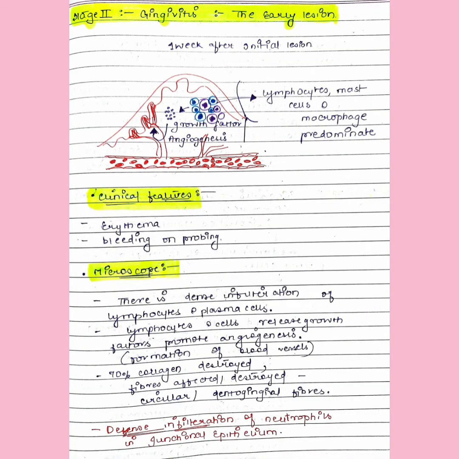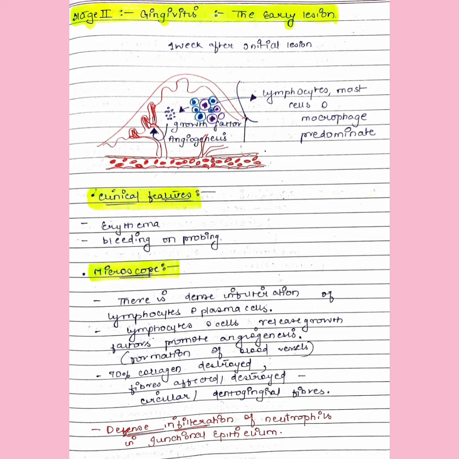This is stage 2, also called the early lesion. This occurs after 1 week of the initial lesion. You can see there is an accumulation of lymphocytes, plasma cells, mast cells and macrophages. These cells predominate here. Clinically we can see erythema and bleeding on probing, and microscopically there is dense inflammation of lymphocytes and plasma cells. They release growth factors which promote angiogenesis, that is, formation of blood vessels. Also there is proliferation of blood vessels between the rete ridges.